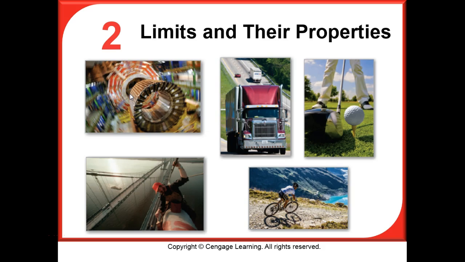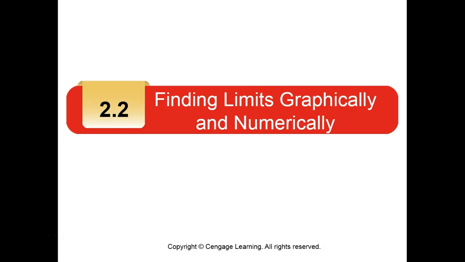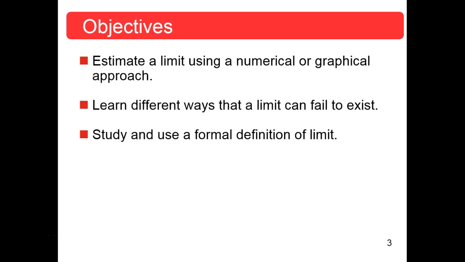All right. We're still in Chapter 2, limits and their properties. A lot of blah, blah, blah so far. 2.2 is finding limits graphically and numerically. Frankly, I like numerically best. Easier to do. Graphically, kind of a pain in the neck, but it's doable.